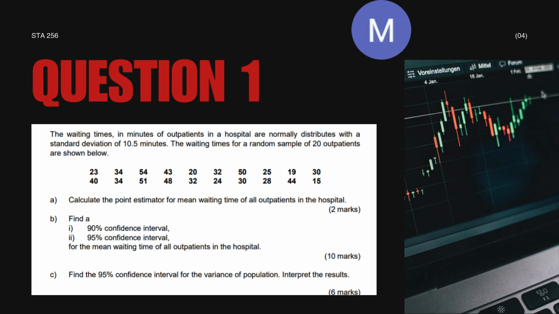Let's get started. Firstly, we will move to question 1. We have 1A, 1B1, 1B2, and 1C. We will answer every question and explain how we get them.